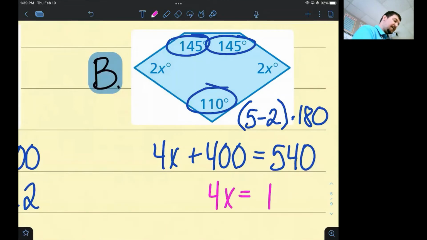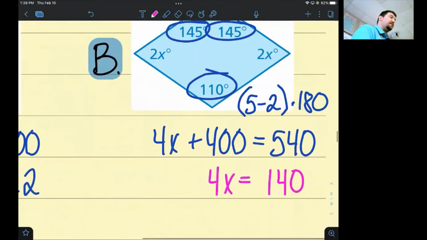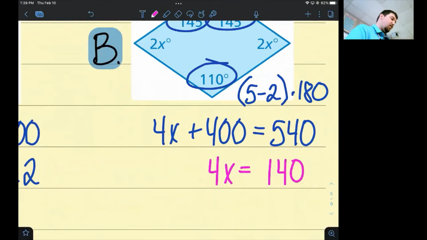Subtract 400 from both sides. 540 minus 400 is 140. Divide by 4. Garrett, what's 140 divided by 4? Calculators help, unless you have it memorized. I don't have my 4s memorized up to 140. I also don't think, no, actually 4 does go into 140. You could split it into how many times does it go into 100, and how many times does it go into 40? I just want Garrett to say it. 35. All right. So x equals 35.